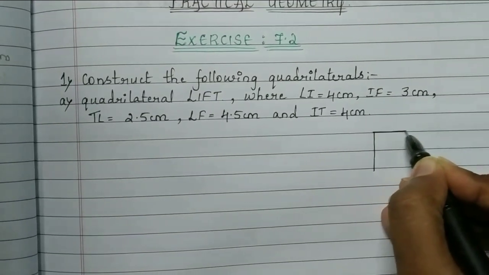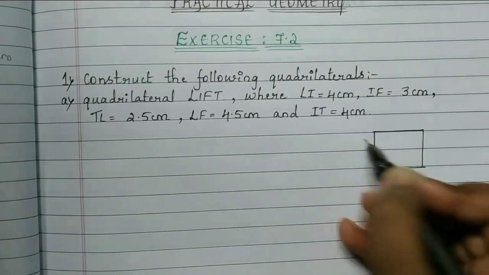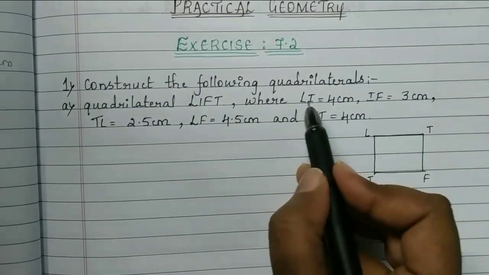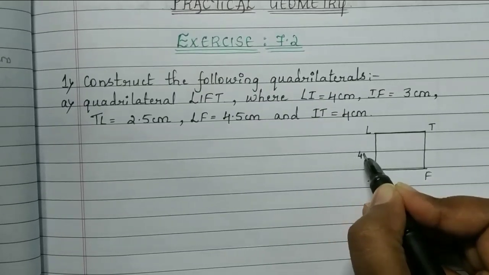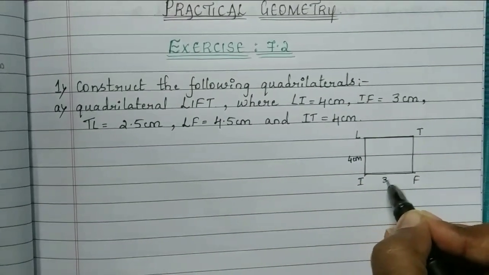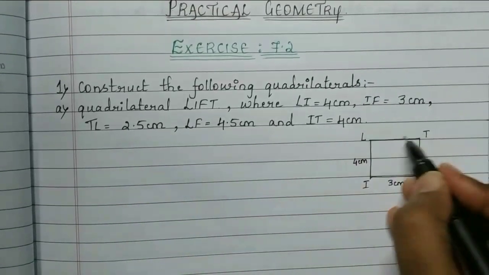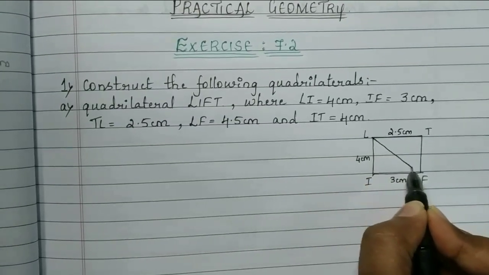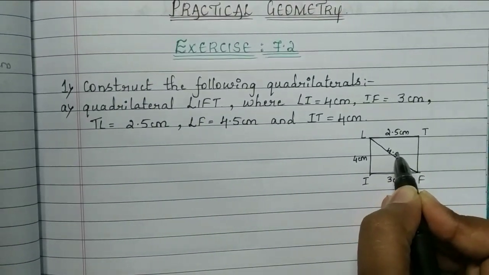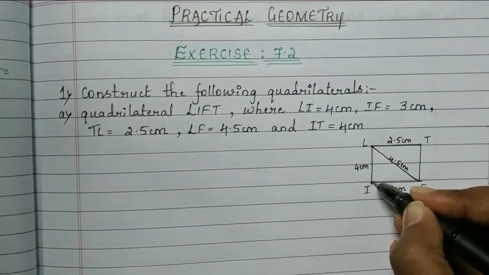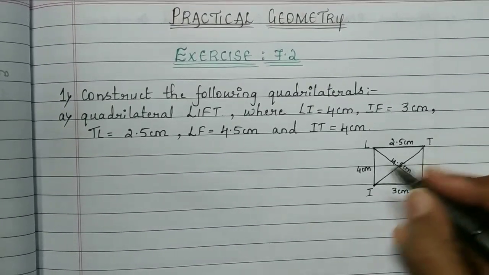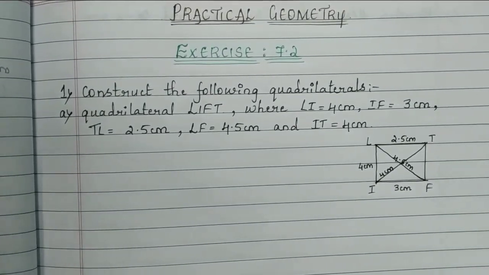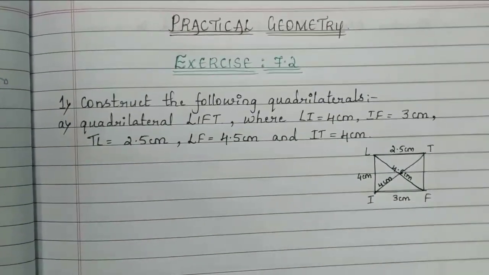So we will draw a rough diagram here. This is L, I, F and T. Let's substitute: LI is 4 cm, IF is 3 cm, TL is 2.5 cm, LF is 4.5 cm, and one more diagonal is given, IT, which must be 4 cm. So let's start with the construction part.